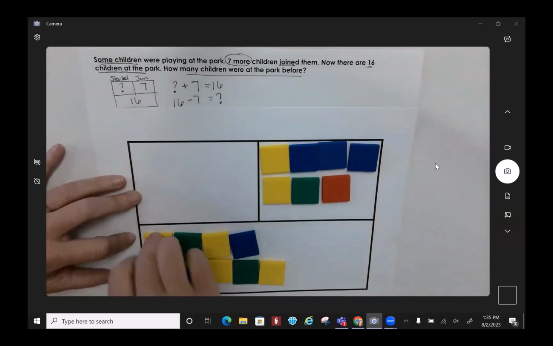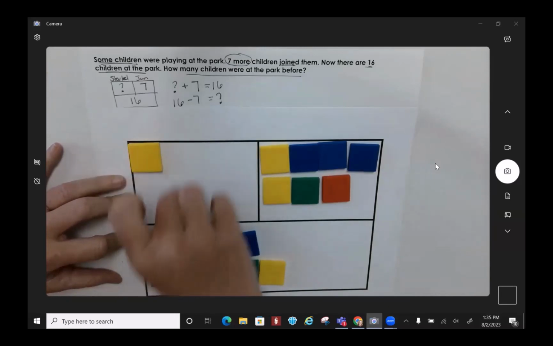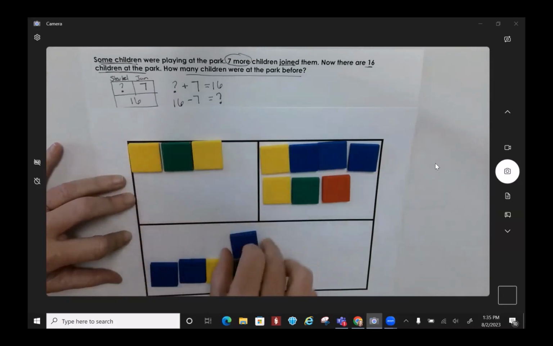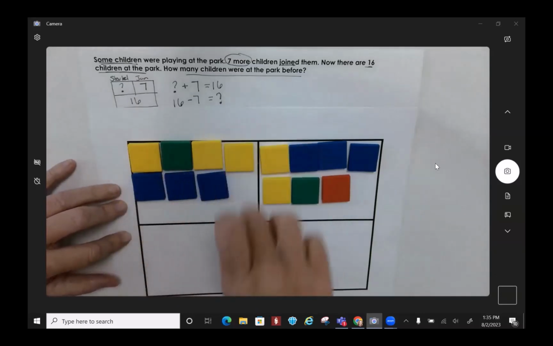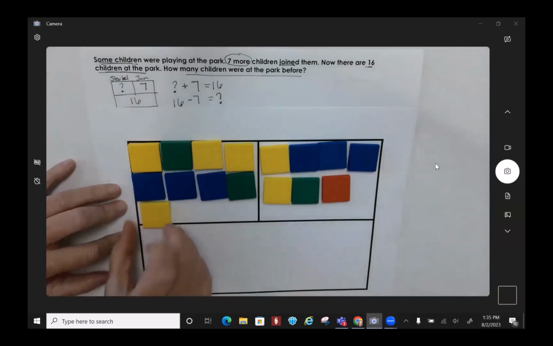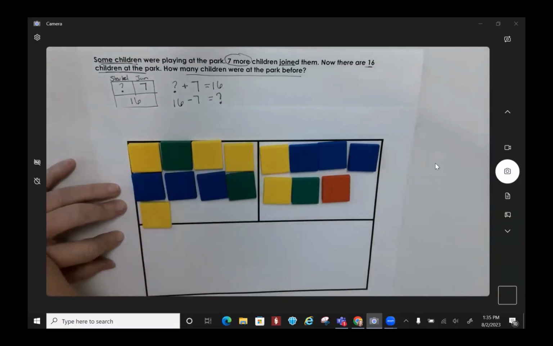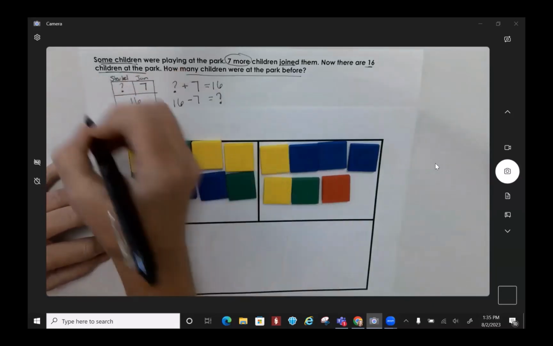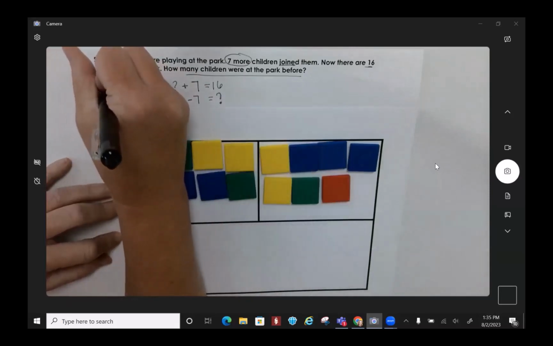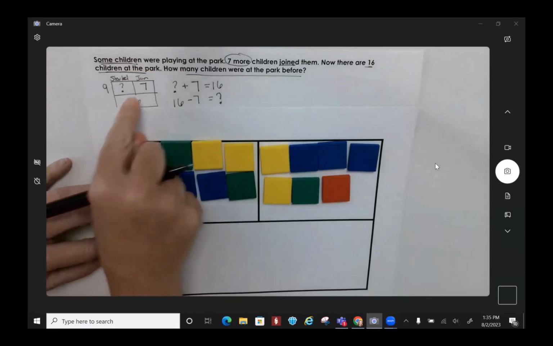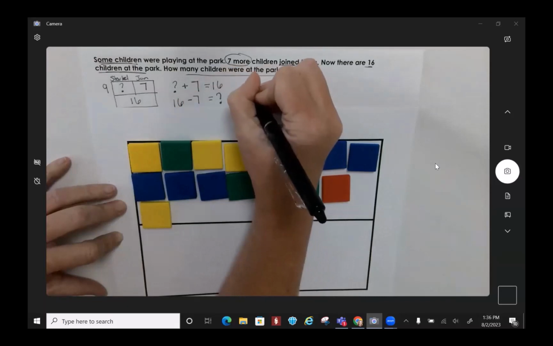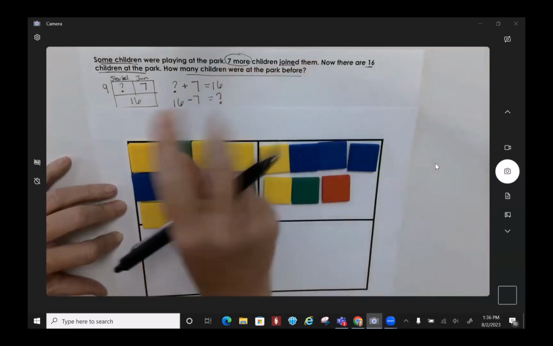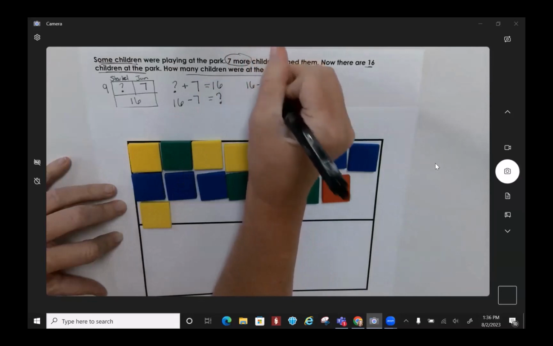So how many kids were in the park before? 1, 2, 3, 4, 5, 6, 7, 8, 9. 9 kids were in the park before. So in my part-whole, that means that 9 kids started in the park. So we could put a 9 in that box. Or 16 minus 7 is going to be 9. 16 minus 7 equals 9.